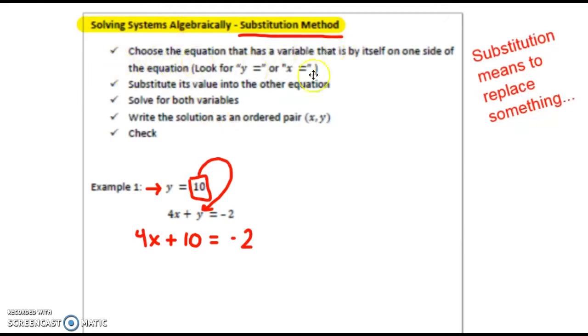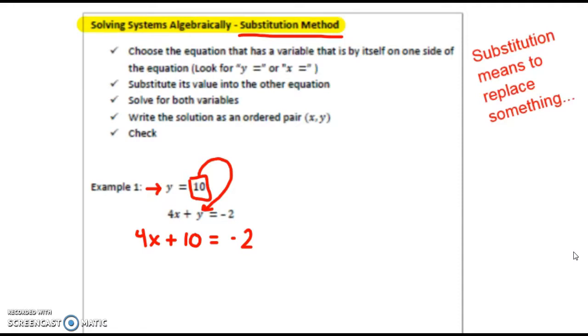So here are the steps. We'll go through them once together. You're going to choose the equation that has a variable by itself. Out of these two equations, this is the only one that has the y by itself. We're substituting its value into the other equation, and then we're going to do some solving. For the substitution part, sometimes it helps to draw a box and then an arrow pointing to where it needs to go. After that, it's actually pretty straightforward solving.